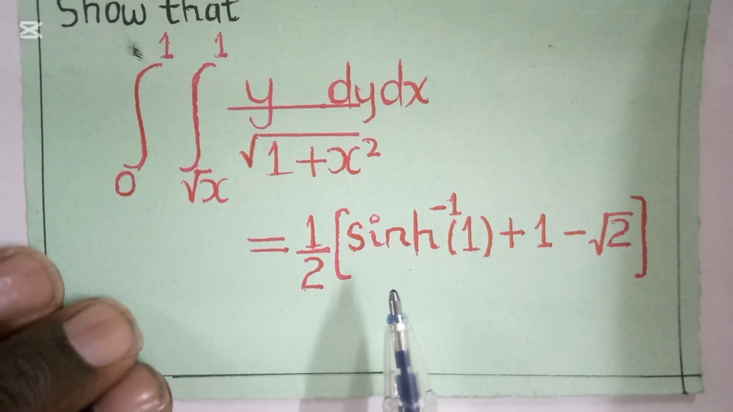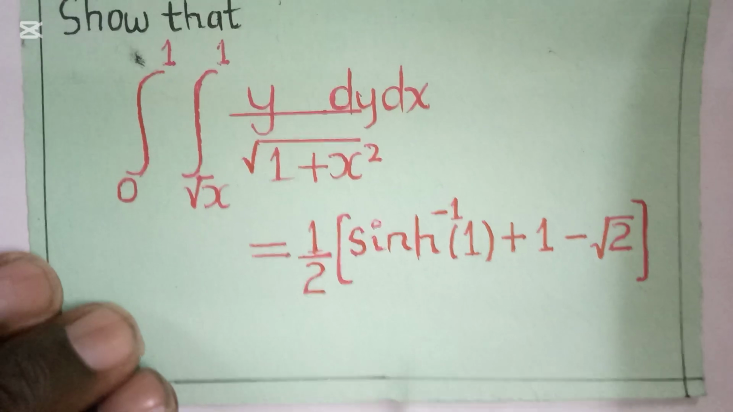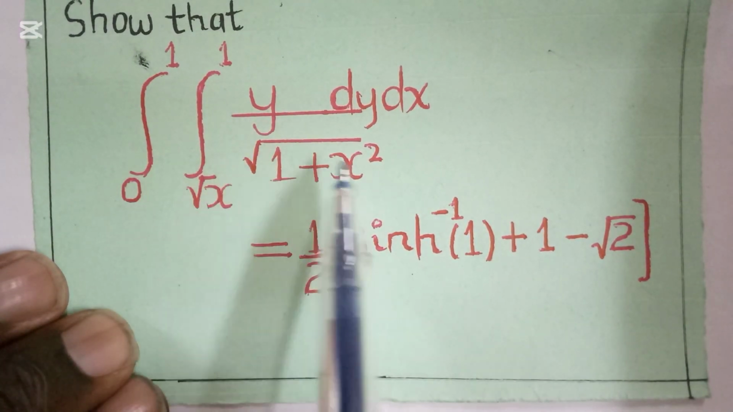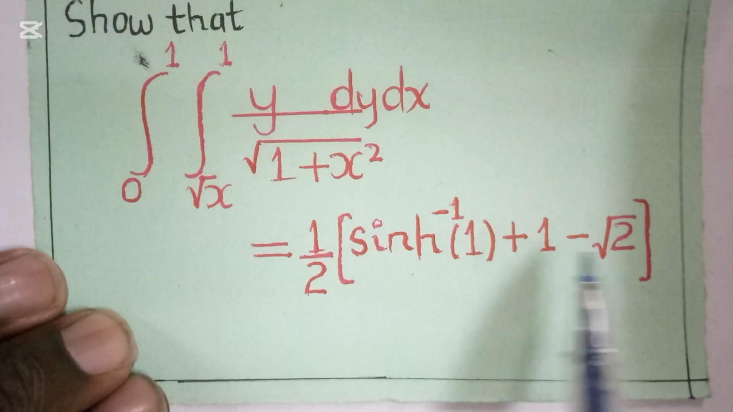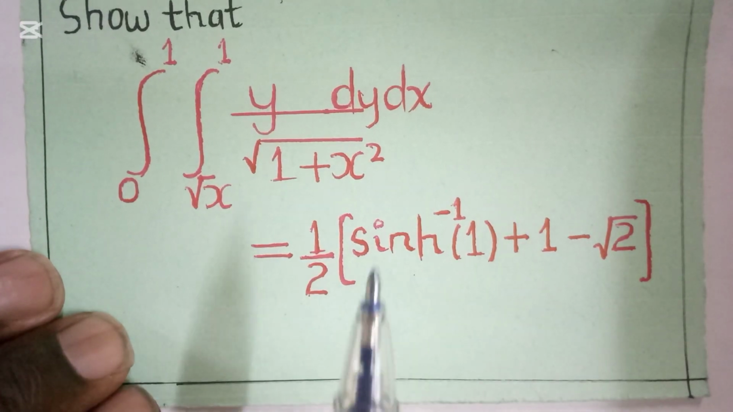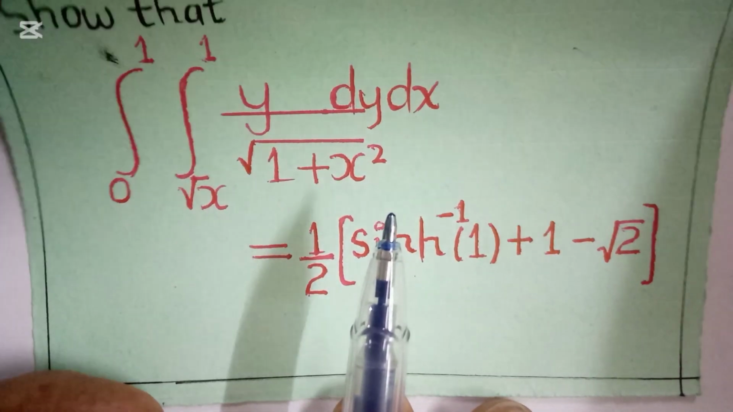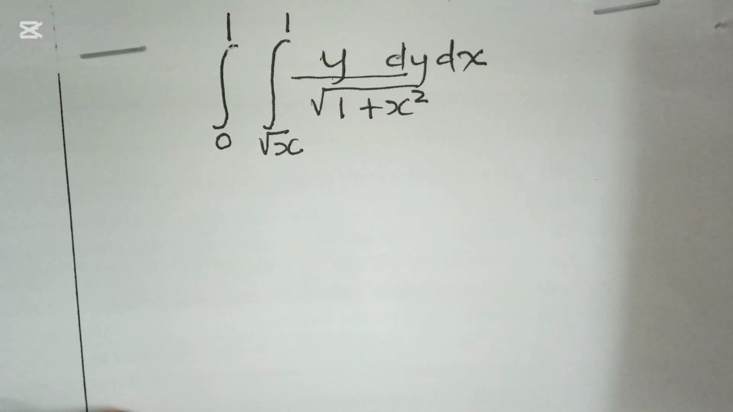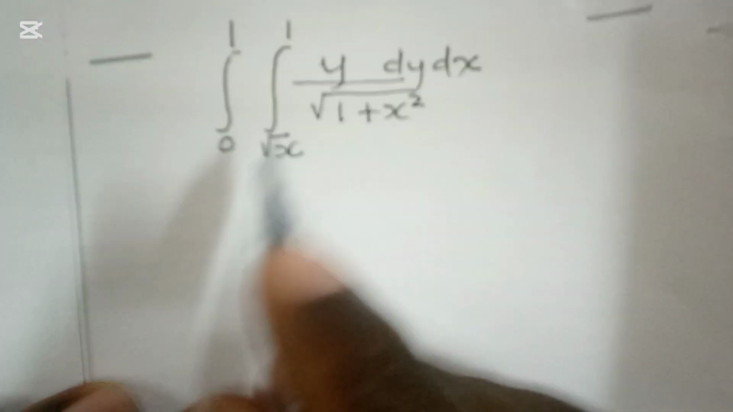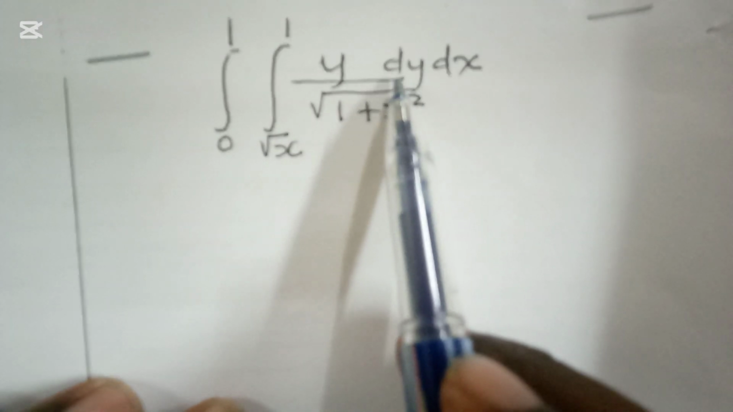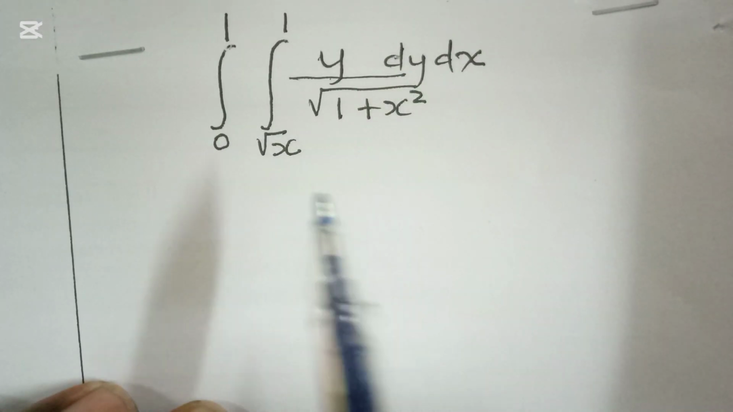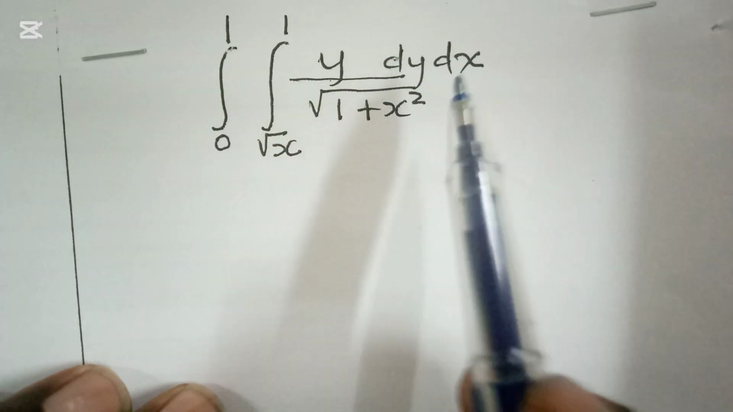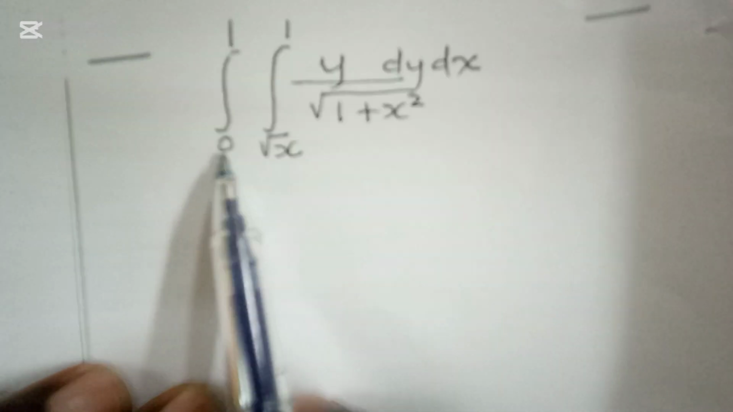So therefore guys, let's start by reading the question. Show that this double integral, the results should come to this. So guys, we start doing the problem. I've already written it down here, and we can start solving the problem. We are going to first of all integrate with respect to y, that is from square root of x to 1, and then we integrate with respect to x from 0 to 1.